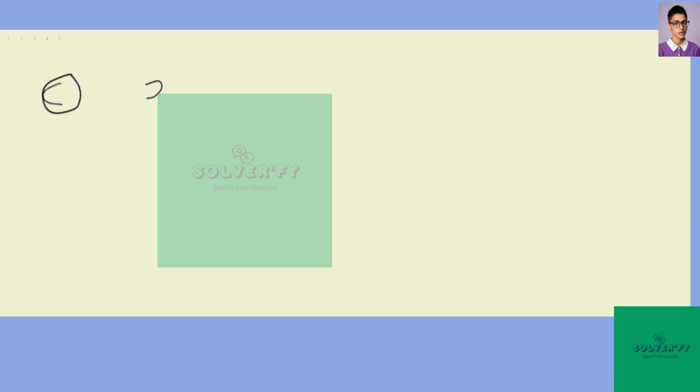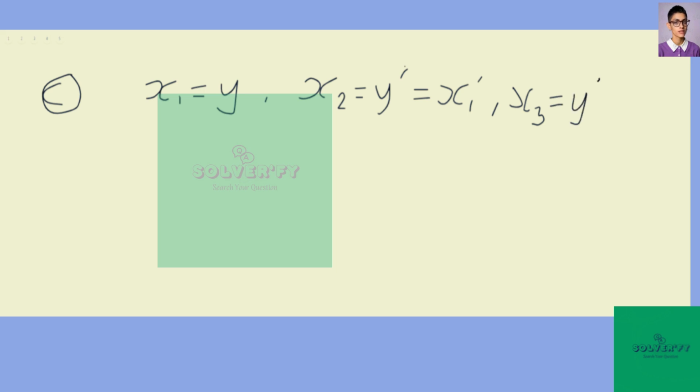Okay, so we're told to let x1 be equal to y, x2 be equal to y prime, which we can write as x1 prime, because x1 is equal to y, and x3 equal to y double prime, which we can write as x2 prime.